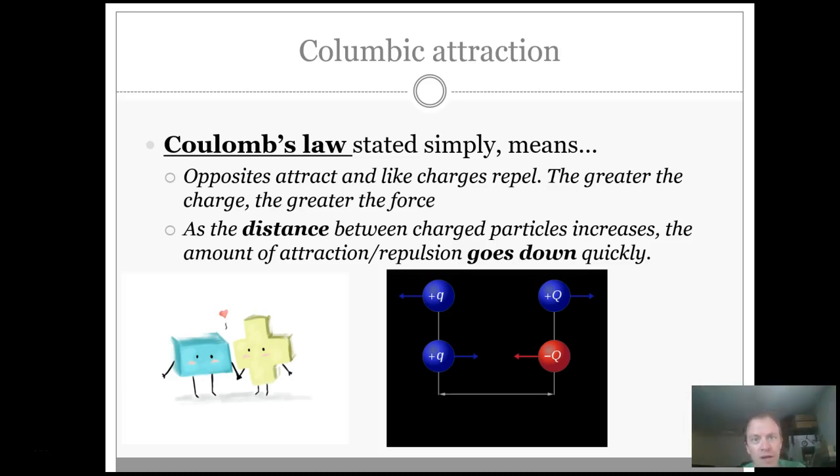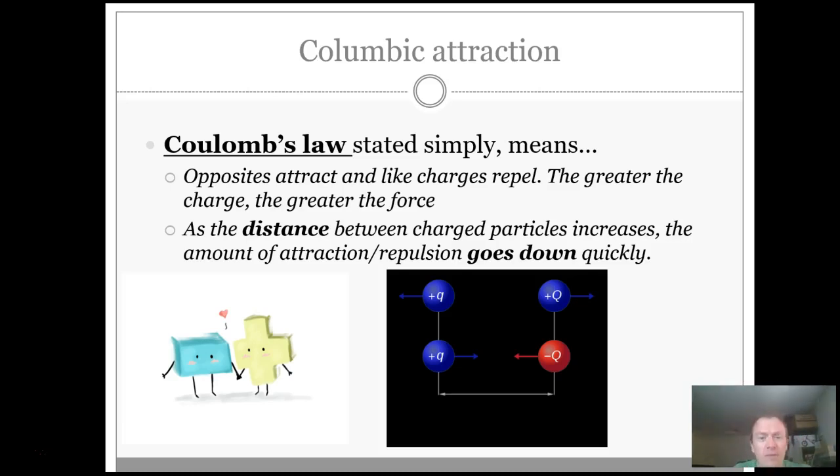So +1 and -1 attract. +2 and -2 attract more. And the same thing goes for the repulsion when we're talking about like charges. The other thing here is the distance, and the distance makes a huge difference. As the distance between two charged particles increases, the amount of attraction or repulsion goes down very quickly. It's technically inversely proportional to the square of the distance. If you understand a bit about math, that means the distance makes a big difference.